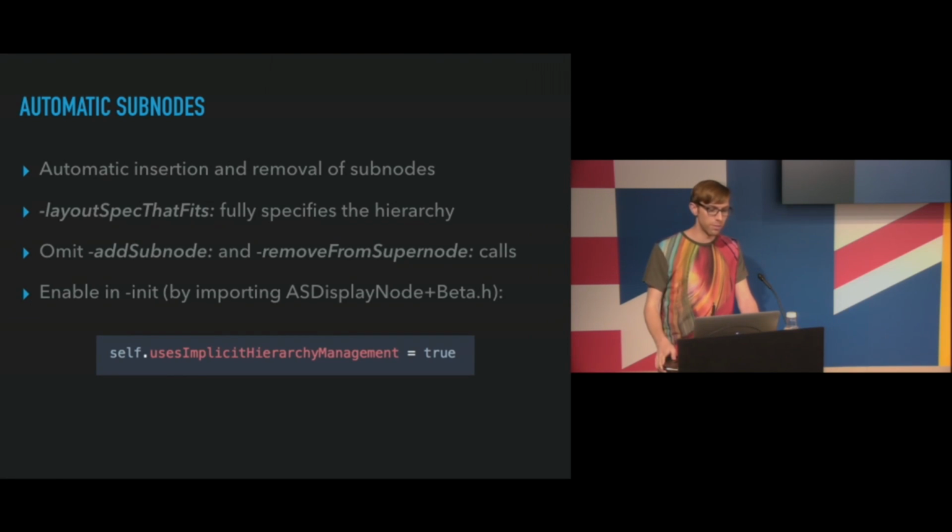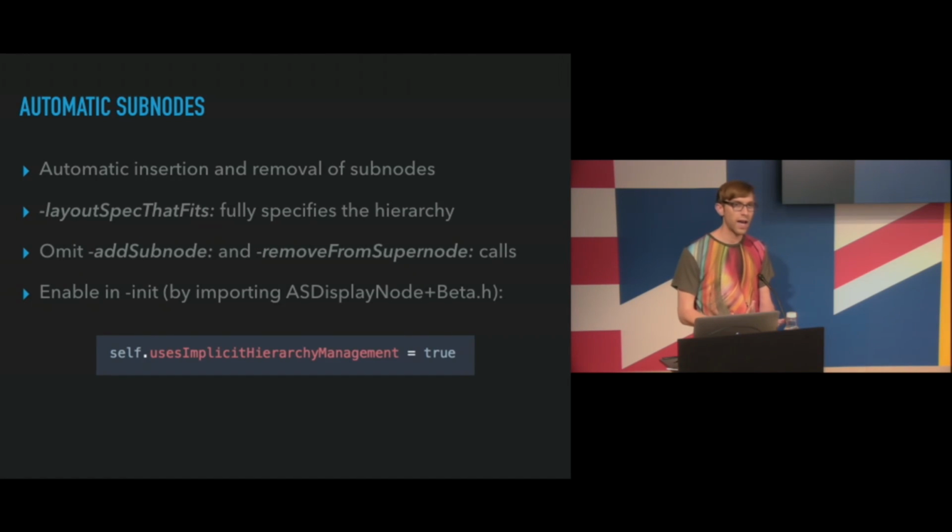Automatic subnode management means that the elements that are present in the hierarchy are fully specified by the ASLayoutSpec. This is interesting if you've used layout specs, because to put things in a stack, you have to specify which things they are. And so if they should lay out in a stacked way, then that implies that they should be in the hierarchy. So we extended this a little bit further to say if it isn't in the layout spec, then it should not be in the hierarchy.